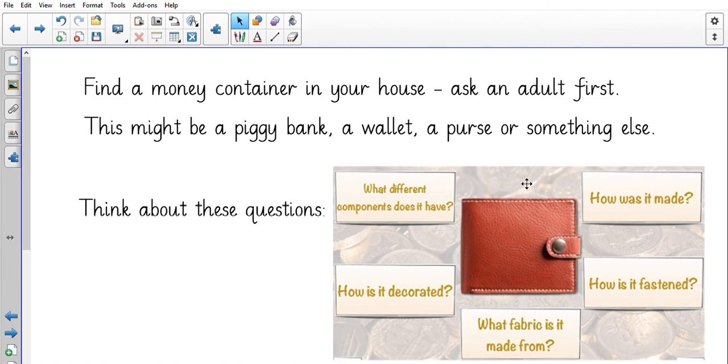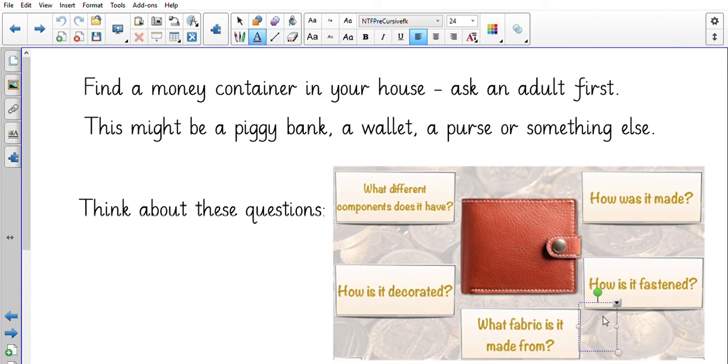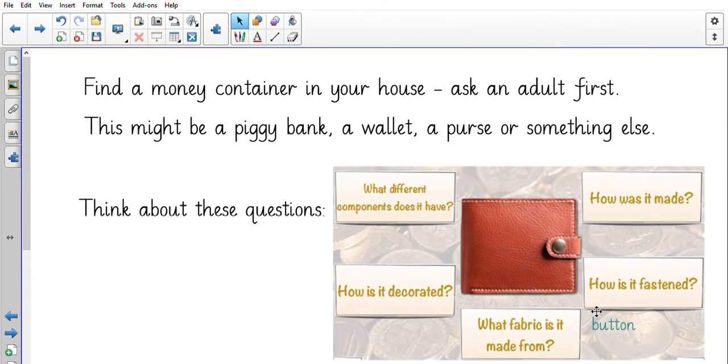So here we've got a wallet and I want you to think about what different components does it have? How is it decorated? What fabric is it made from? How is it fastened? And how was it made? So for example, I know that this one has been fastened with a button. So you can see the button here, whereas another purse may have a zip. And I may know that when I open it, the different components, the different parts, on the left hand side it might be for all of the cards, and on the right hand side there might be a zip to put some coins in.